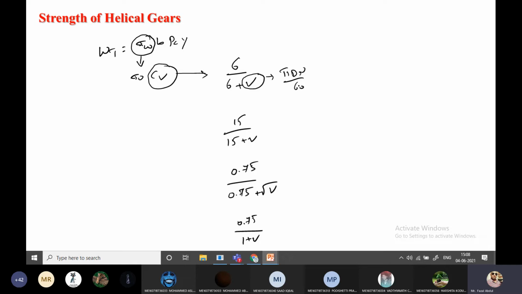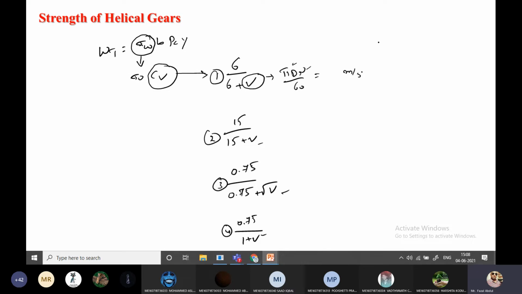Now, sir, you said these are all the equations for the CV. Which one do we have to select while solving the problem? Your question: 4 equations we have, so among the 4 equations, which one do we select? See here, pi dn by 60 is common to all V. So substitute the d value and n value in this equation, and you will get some value in meter per second.